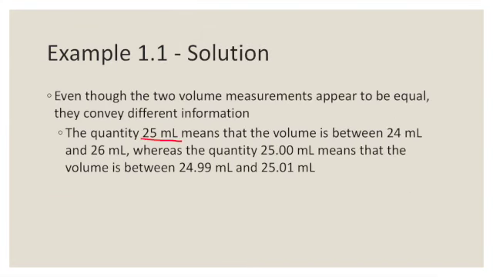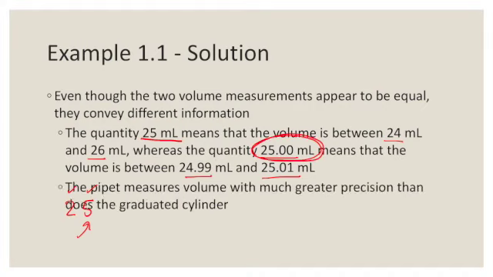The quantity 25 mL means that the volume is between 24 and 26. Remember I told you that the first number is certain and the second number is uncertain, so that's implying it could be 4 or 6. Whereas look at the 25.00 number. The 25.00 number could be between the volume 24.99 to 25.01, so this one is way more precise.